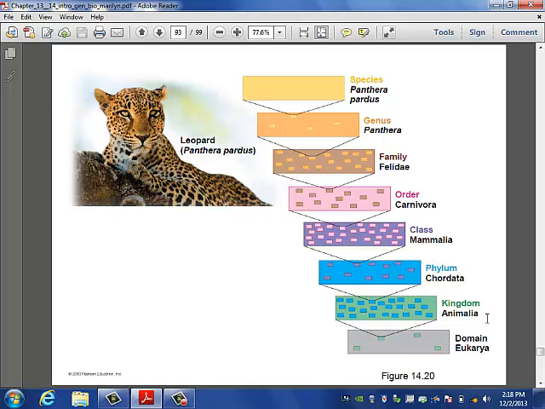Here's where we split. Feline. Panthera. Pardus. So this is where we split. So we're not in this group. But all of this we share with the leopard. Do you see where I'm going?